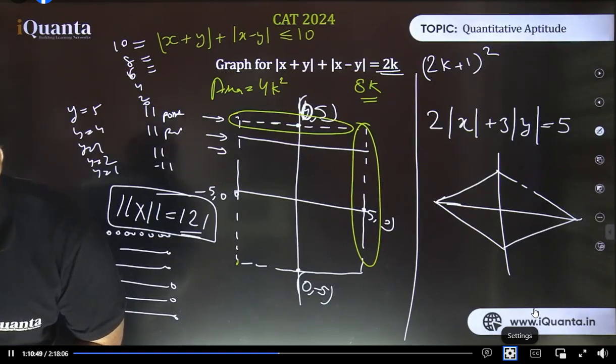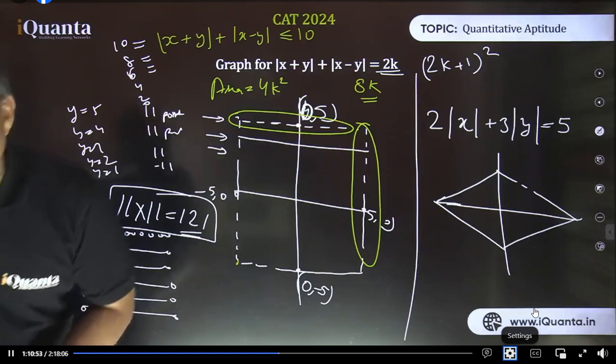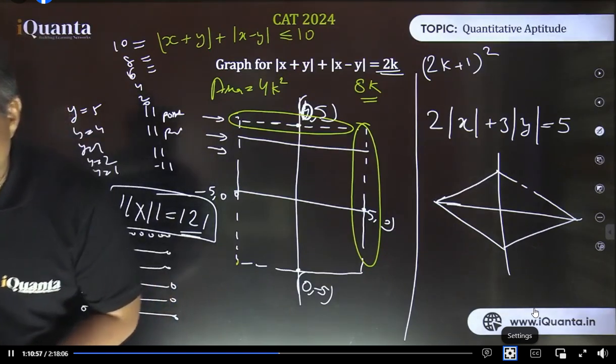Gunjan says she is getting 221. Some mistake has been made, Gunjan, please recheck. Others have done it like that only and got the right answer.